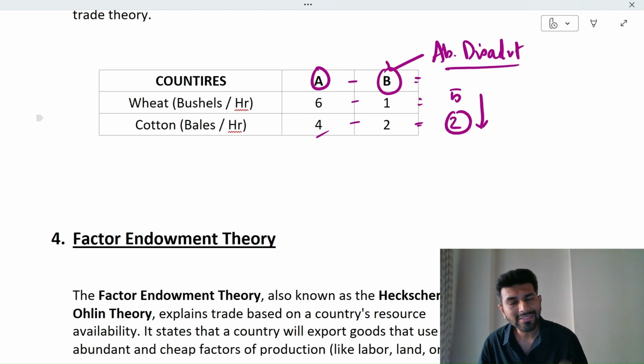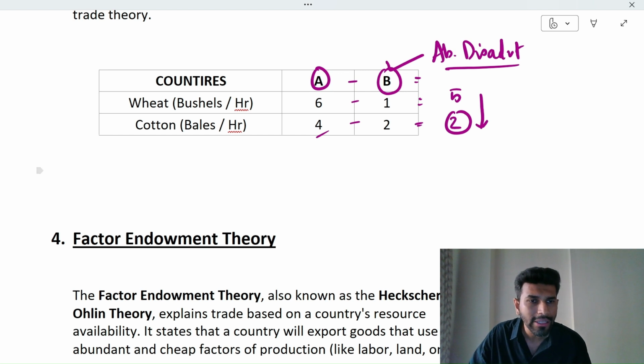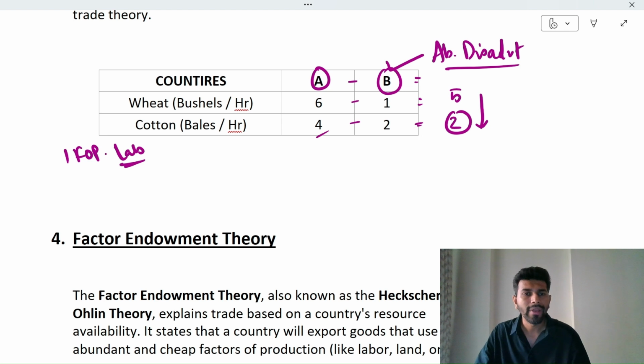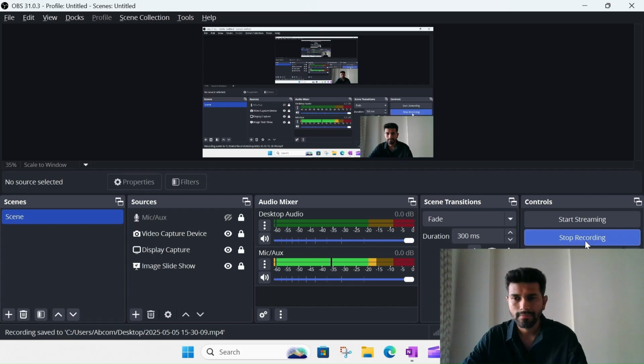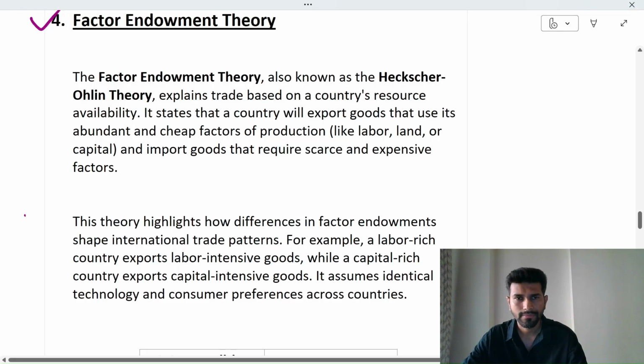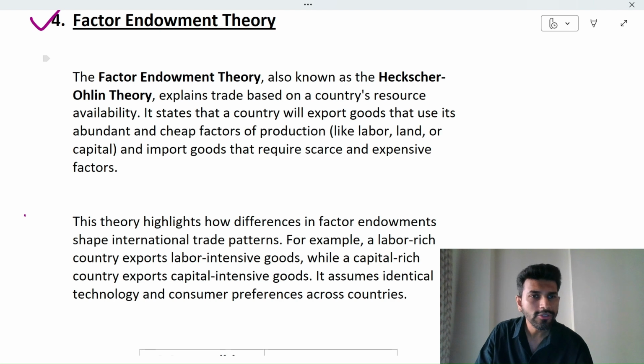But again, some critics argued that this theory has some limitations because it does not talk about all the factors of production. This theory talks about only one factor of production, that is labor, and does not talk about any other factor of production such as capital. The solution is given by the factor endowment theory. This theory is also called the modern trade theory.